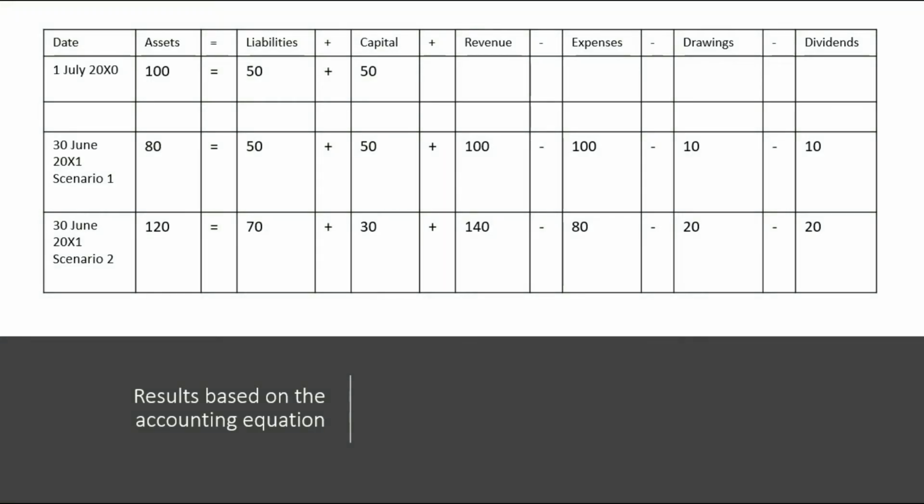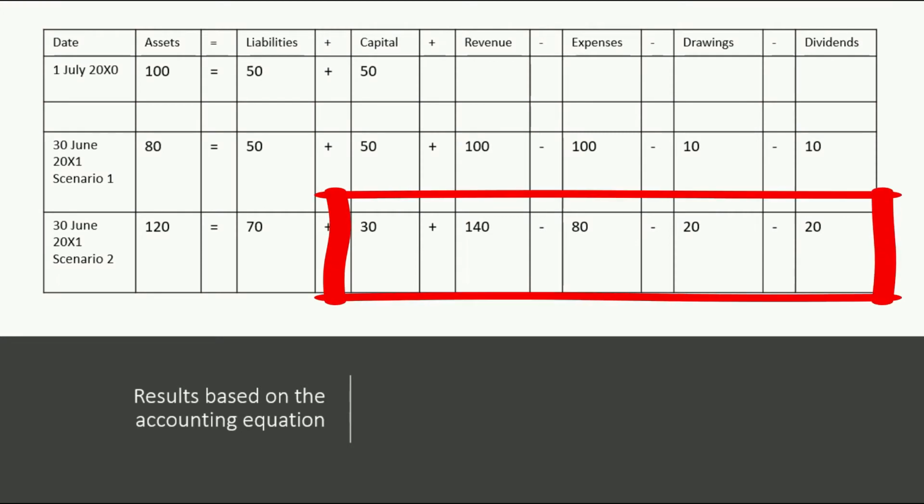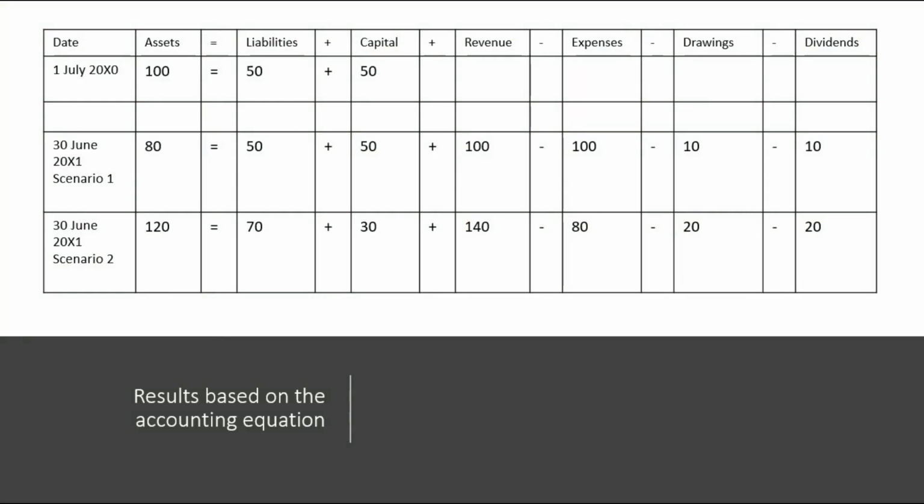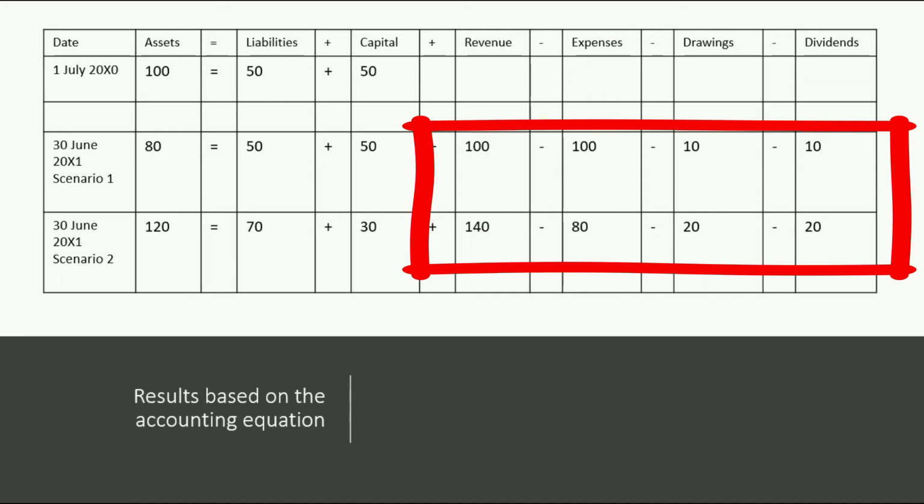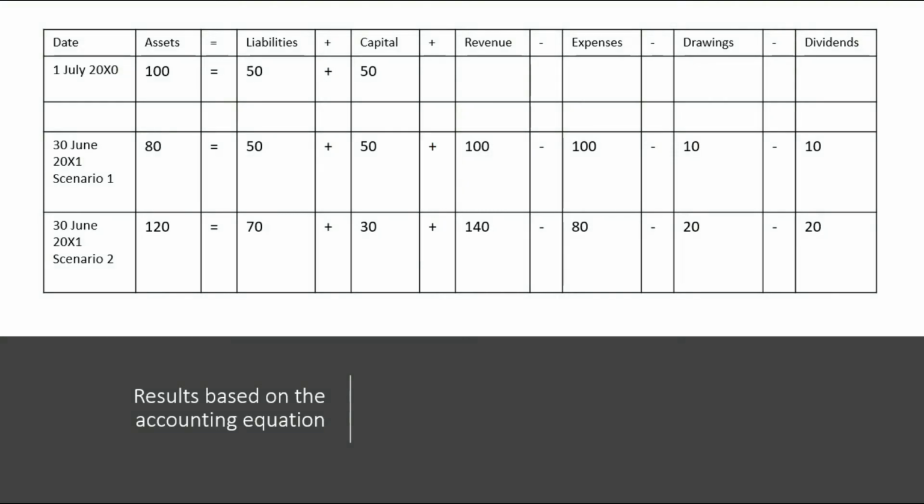When everything is collapsed, the capital, revenue, expenses, drawings and dividends, owner's equity is 30. And in scenario 2, it is equal to 50 when the capital, revenue, expenses, drawings and dividends are collapsed. Although revenue, expenses, drawings and dividends can differ in scenarios 1 and 2, they are not the main focus. The focus is how much is the owner's equity, how much should be attributed to owners as well.